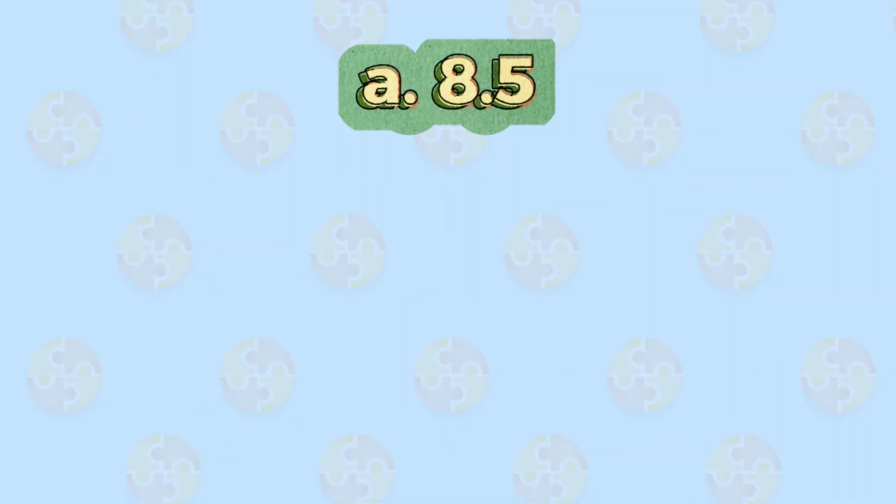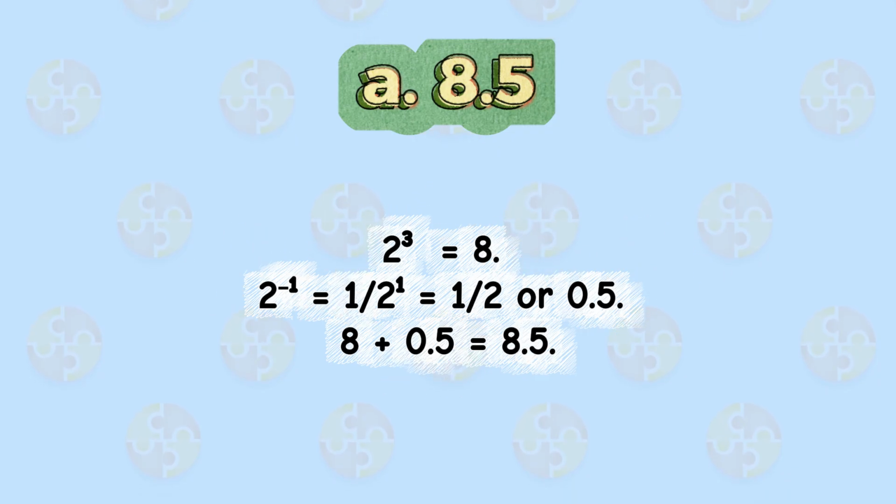The correct answer is A, 8.5. 2 cubed equals 8. 2 to the negative 1 equals 1 over 2 to the first, which is 1/2, or 0.5. 8 plus 0.5 equals 8.5.